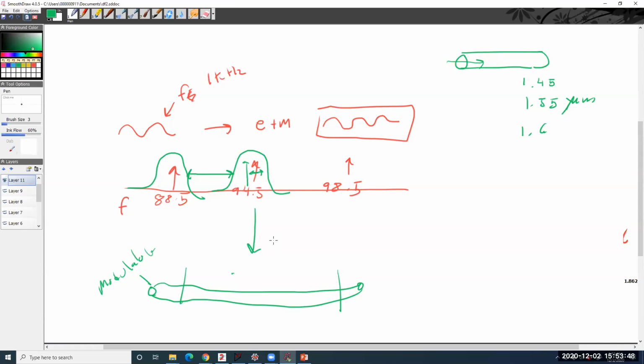Yeah, Michael, that's right. The carrier frequency would be the same as a station frequency, sure.